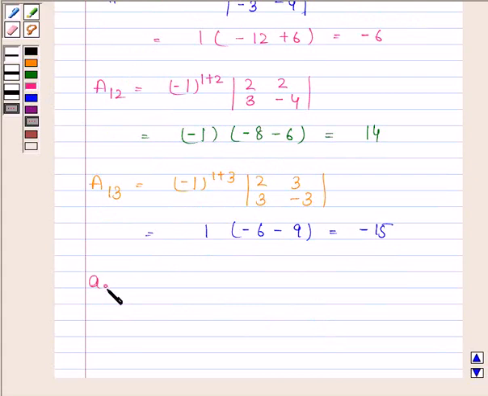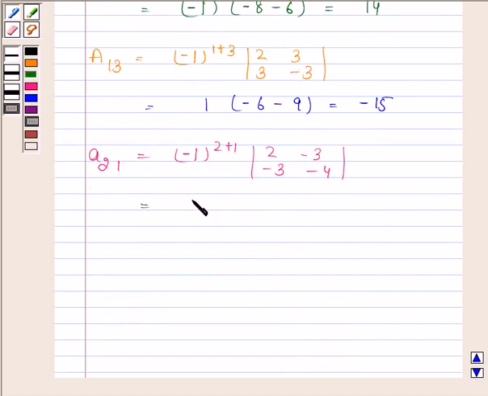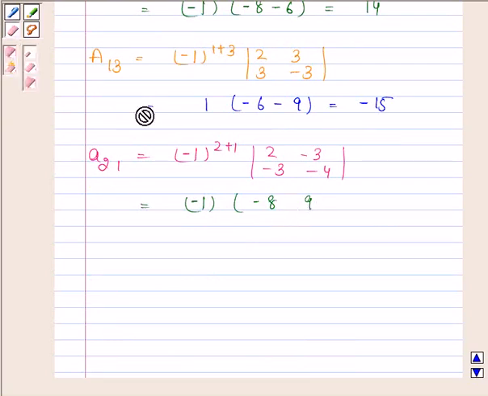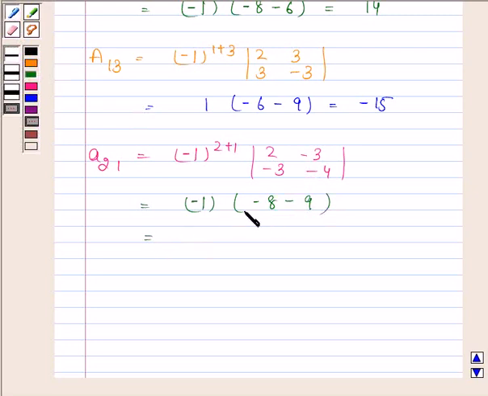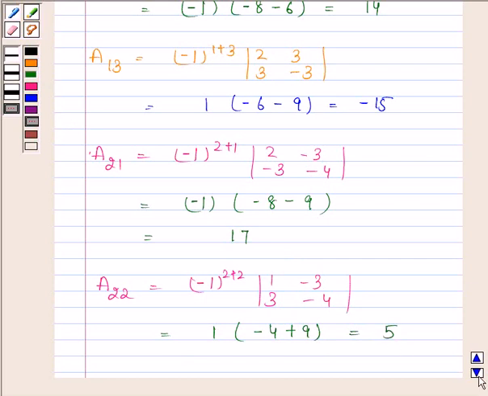Now A21 is equal to minus 1 to the power 2 plus 1 into determinant of 2, minus 3, minus 3, minus 4. This is equal to minus 1 into minus 8 minus 9. Sorry, here we will have minus 9. This is equal to 17. Now, A22 is equal to minus 1 to the power 2 plus 2 into determinant of 1, 3, minus 3, minus 4. This is equal to 1 into minus 4 plus 9, and this is equal to 5.